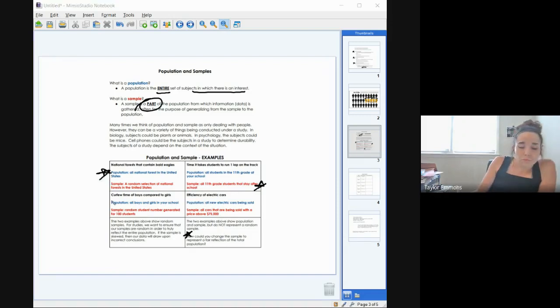Over here, it says the 2 examples above show random samples for studies. We want to ensure that our samples are random in order to truly reflect the entire population. So this is really important. Random sampling helps us give an overall picture of the population that we're trying to talk about, because we're trying to say, hey, this sample represents this population. So we want to make sure that it is a good representation.